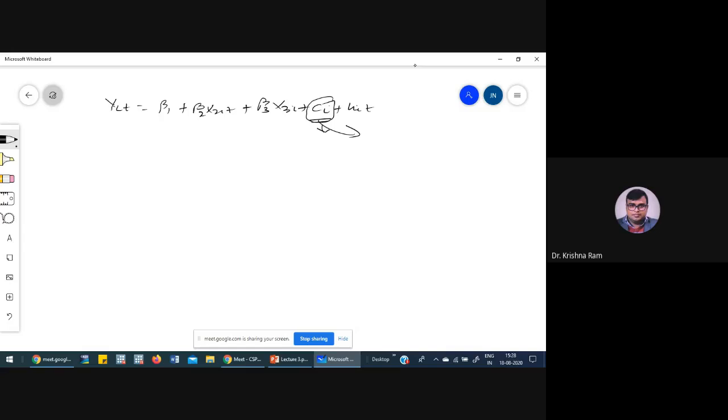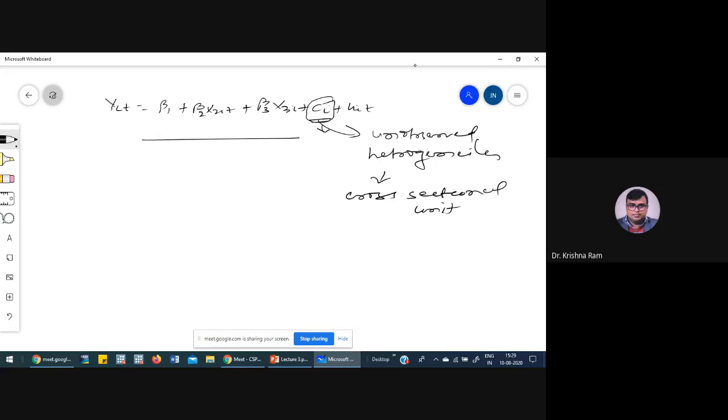Suppose this component is the unobserved heterogeneity, which we consider as a random variable, and it relates to the cross-sectional unit. If this is the case, then in the presence of this unobserved heterogeneity, I am saying that even though it is not related with any of the explanatory variables, if you use pooled OLS we get inefficient estimates.